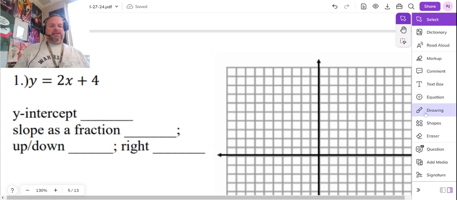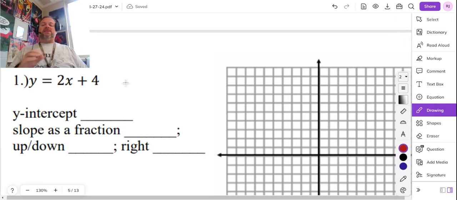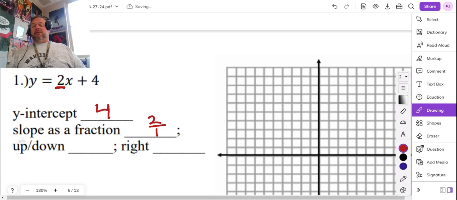All right. What is my y-intercept? What is the number without x? 4. Okay. What is my slope as a fraction? So slope is here. So how am I going to write 2 as a fraction? 2 over 1. I used to always say it's 2 over 1 because it's rise over run. Now, our 2 is positive, so that means I'm going to go up 2 and to the right 1.